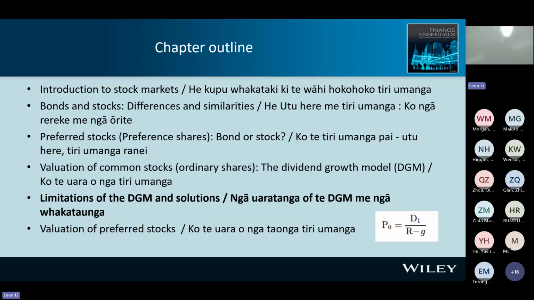However, when we use the DGM model, we have many assumptions. One of the key assumptions is the G, the dividend growth rate. But in practice, G is not a constant. Right? G is not a constant. Therefore, we like to discuss the limitations of the DGM model and the solutions. So let me follow my slide.